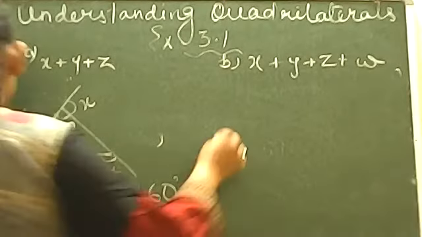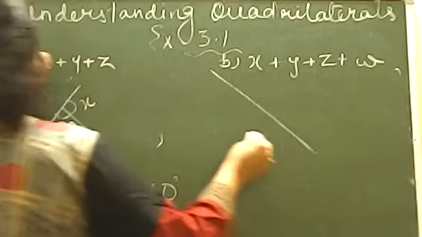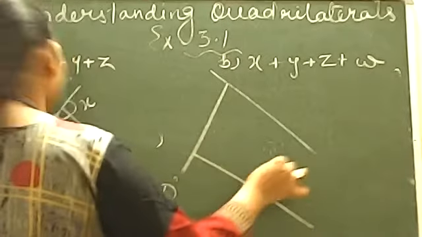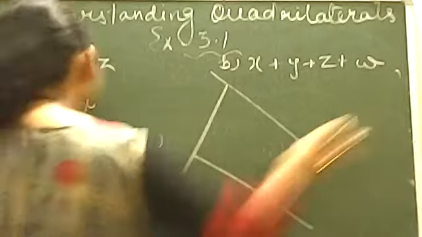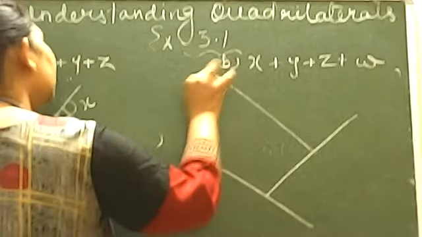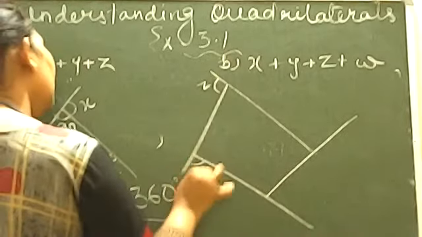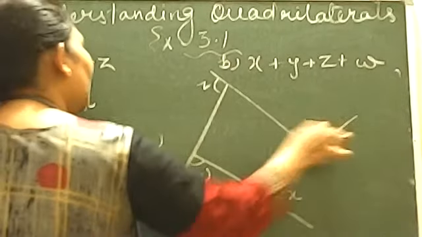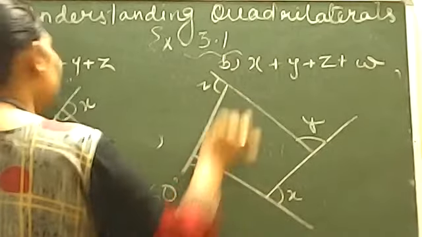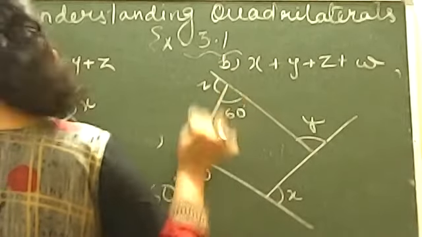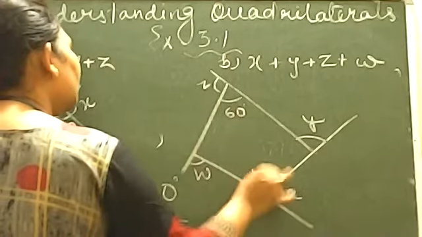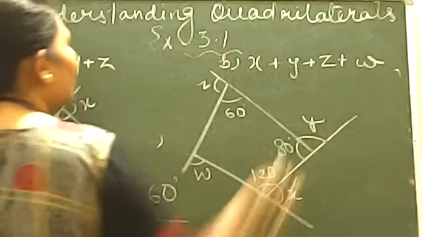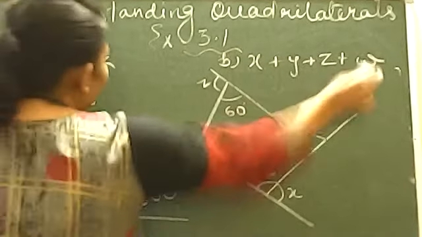Now move on to this question. This question has a figure of a quadrilateral. See this, it is asking here, this is z, this is w, this is x, and this is y, and here it is 60, this is 120, this is 80, and you need to find out the value of x plus y plus z plus w.